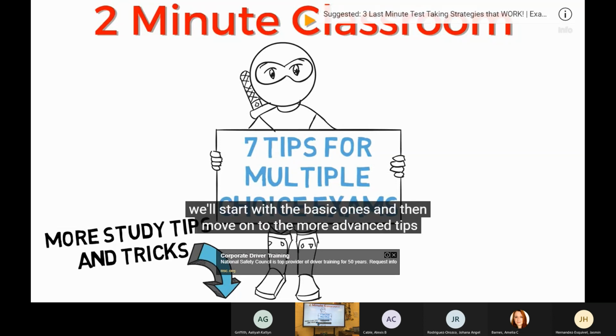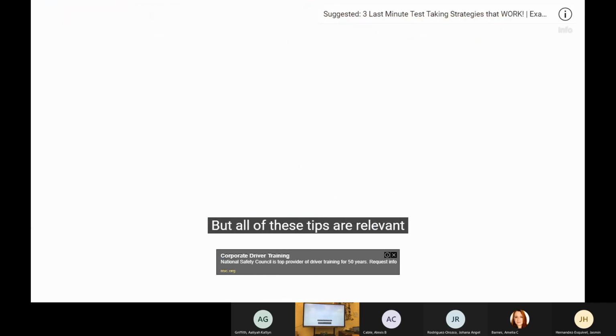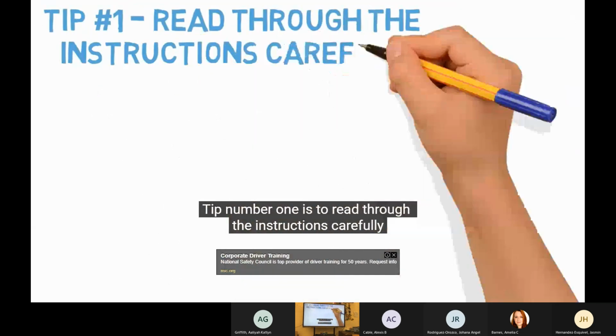Now on to the tips. We'll start with the basic ones and then move on to the more advanced tips. All of these tips are relevant. Tip number 1 is to read through the instructions carefully.